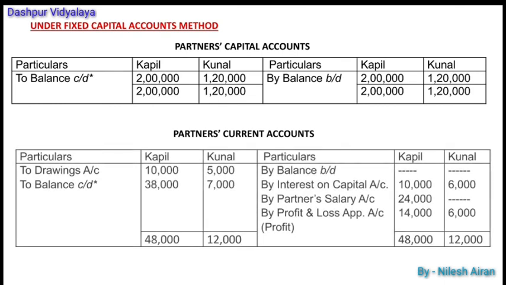Now the partner's current account. In the partner's current account, we have to record the opening balance BD on the credit side, and then whatever we have to pay to the partners will be credited. Interest on capital will be recorded on the credit side, partner's salary will be recorded on the credit side, and the profit portion for the year which has been distributed to the partners is credited. Then the amount of drawings is deducted from the total amount payable to the partners. That is why 10,000 and 5,000 respectively will be debited.